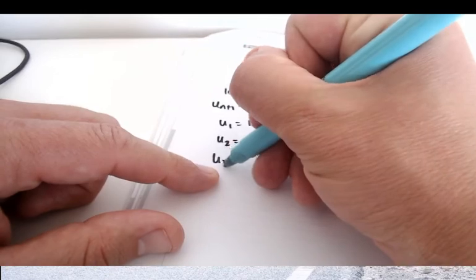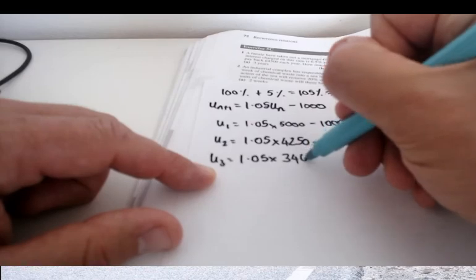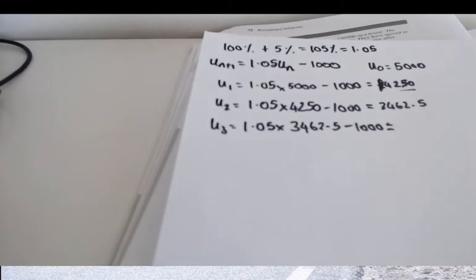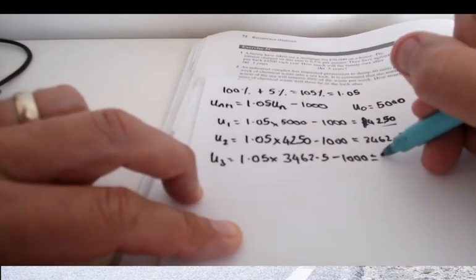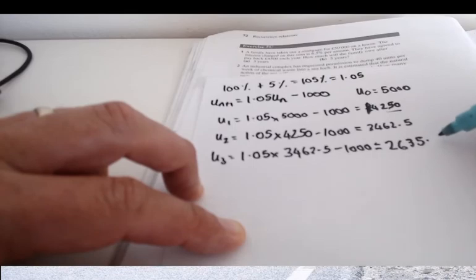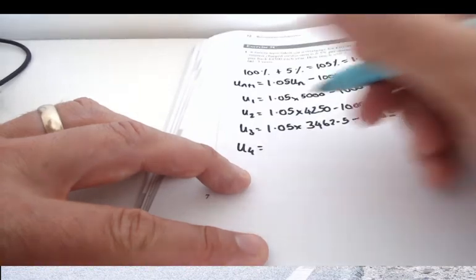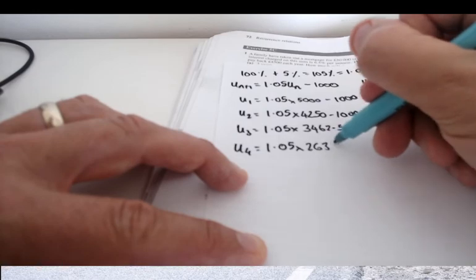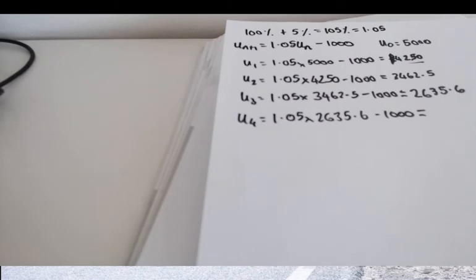U3. Recurrence relation is 1.05 times my last answer, which is 3,462.5. Take away 1,000. That gives me an answer of 2,635.6. U4, I'm going to take 1.05, I'm going to multiply that by my last answer. I'm going to take away 1,000 and work out what that is.